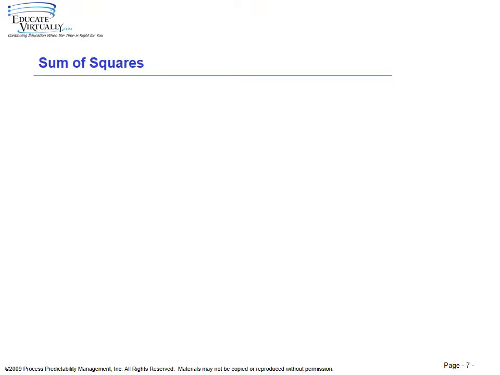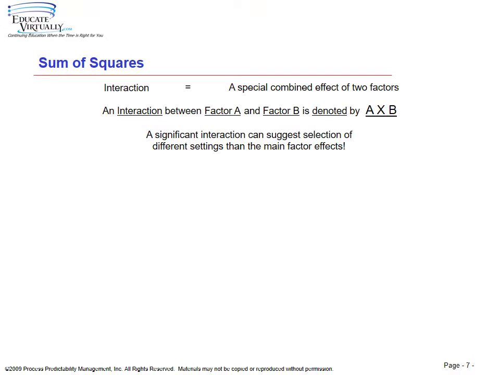Now we'll continue with our sum of squares calculations. One of the things that we're concerned about is an interaction. It's a special combined effect of two factors, when two things work together, like time and temperature and pressure. Well, in this case, we're going to evaluate if windings and gap distance have a relationship or a combined effect. So that's going to be an interaction, if it exists.